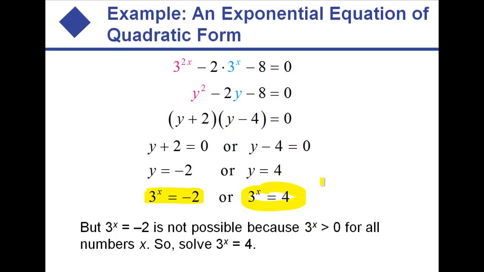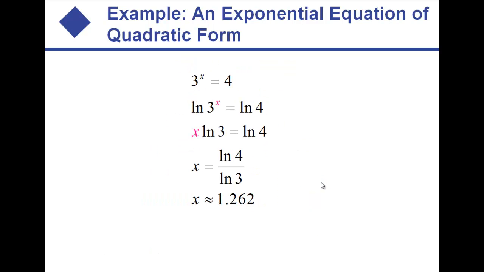Now that we have a simple thing like that, now we can finally take natural logs of both sides to solve for x. Move the natural log of 3 over, and we finally get that x is almost 1.3. Okay?